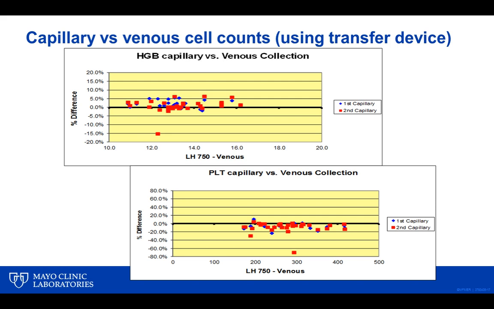We get reliable cell counts, as I mentioned early on. If there's a situation where you need a very, very accurate hemoglobin or neutrophil count or platelet count, we're going to have more variability in the capillary versus venous. You may choose a venous specimen at that point.